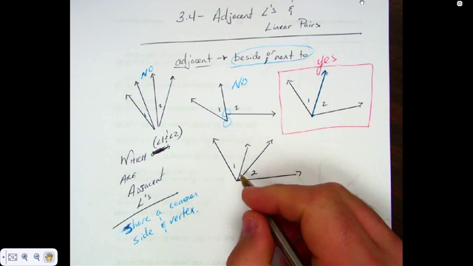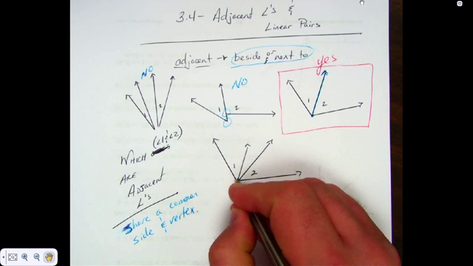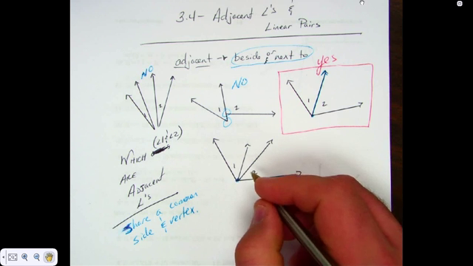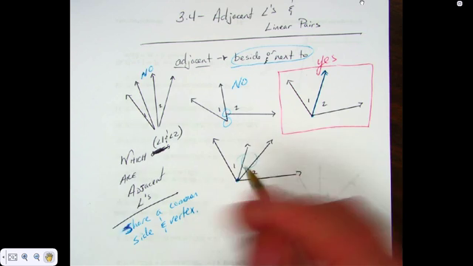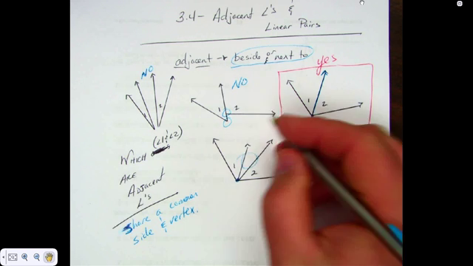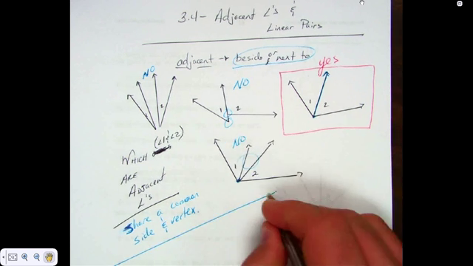However, here, why are angle 1 and angle 2 not adjacent? They're kind of beside each other. They share a common vertex, but they do not share a common what? Side. Easy peasy, right?